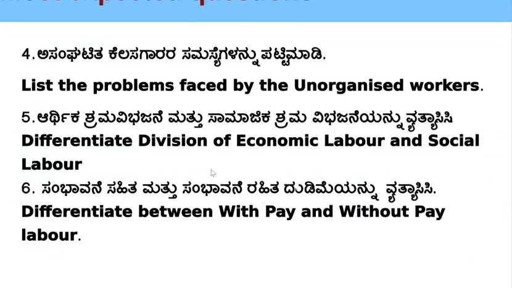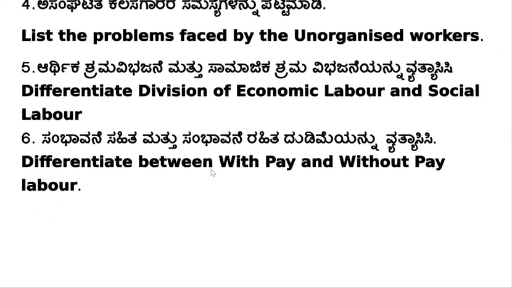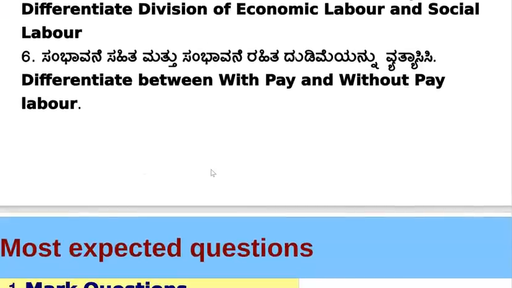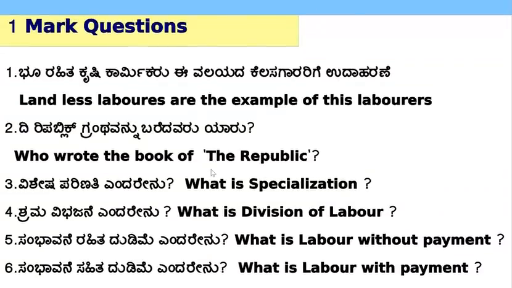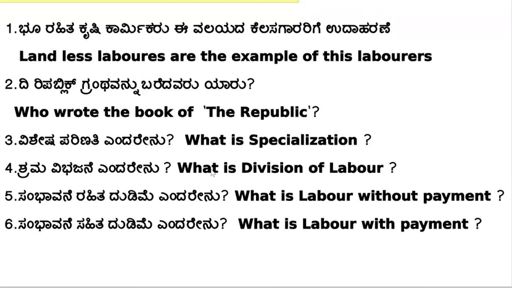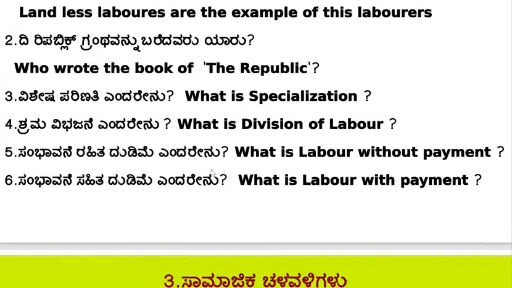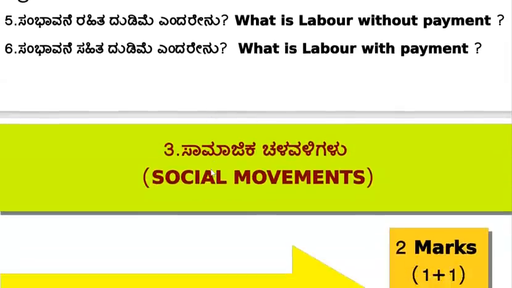Differentiate division of economic labor and social labor. Differentiate between paid and unpaid labor. 1 mark questions. Landless laborers are the example of these laborers. Who wrote the book The Republic? What is specialization? What is division of labor? What is labor without payment? What is labor with payment?